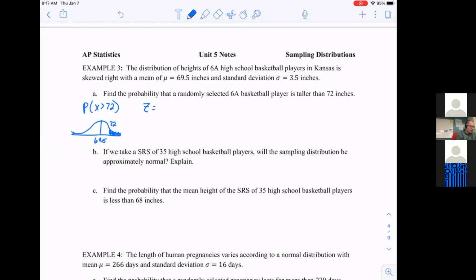We're going to go into a z-score. We are observing a 72-inch individual, we're expecting the individual to be 69.5, and the standard deviation was 3.5.